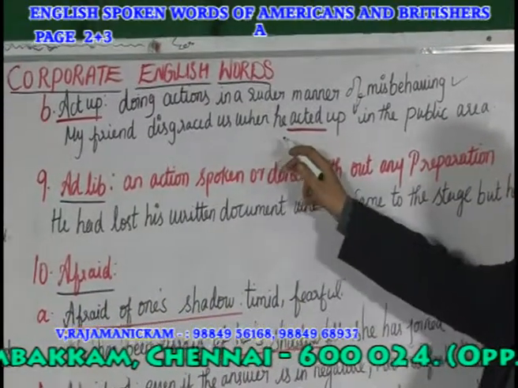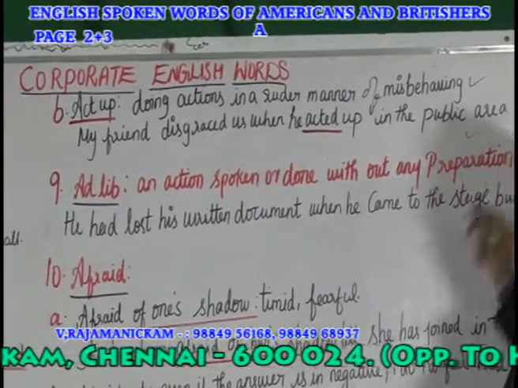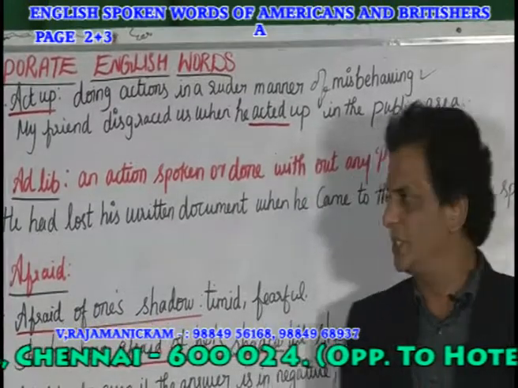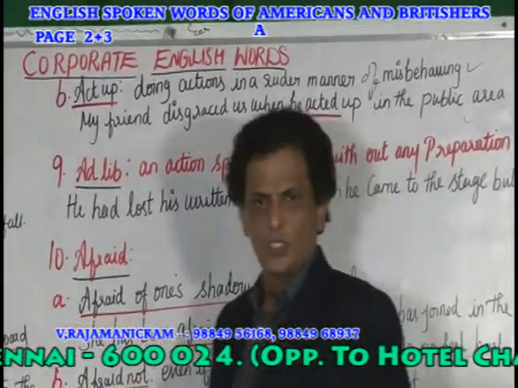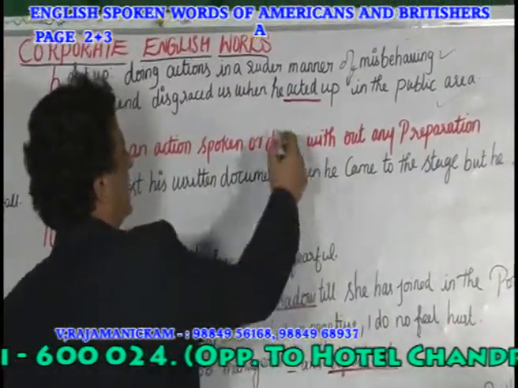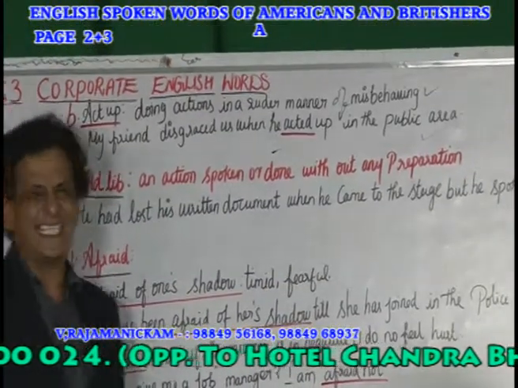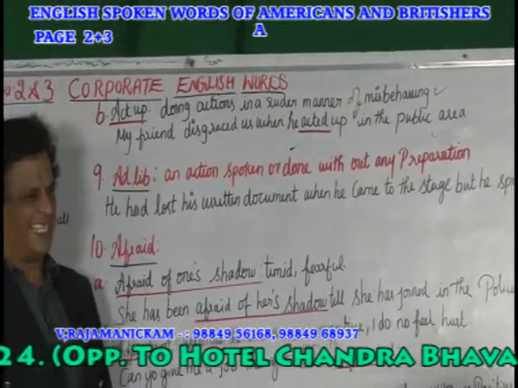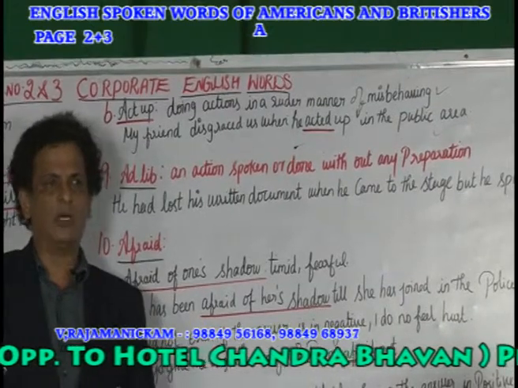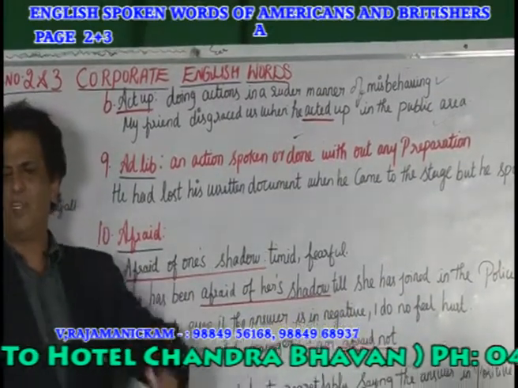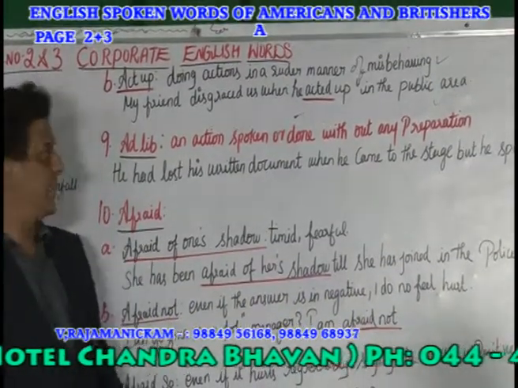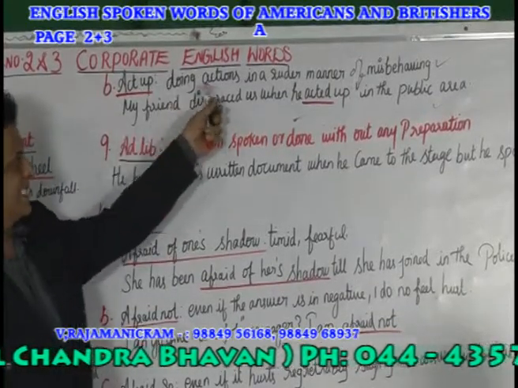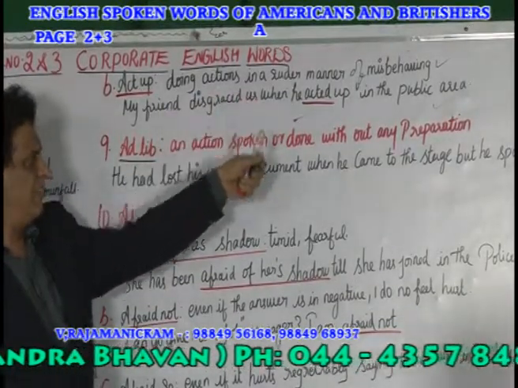My friend disgraced us when he acted up in the public area. Acted up means what? Anybody? Showing off. Acted up means show off, creating a scene. What do you mean by creating a scene? You go to a hotel, you keep on laughing, getting the attention of all others and disturbing the public. That is called acting up, doing actions in a ruder manner, misbehaving.